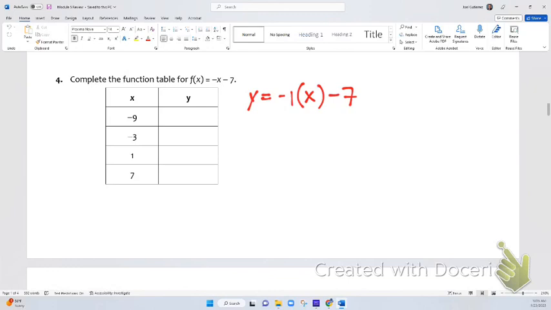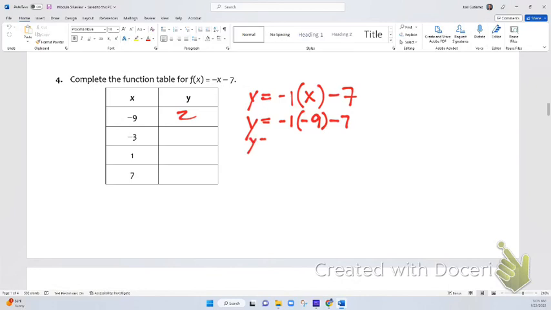So very simple. Here's all we're doing. We are simply putting in the value for x. To start, we plug in a negative 9. So you do negative 1 times negative 9 minus 7. Negative 1 times negative 9 is a positive 9. 9 take away 7 gives you 2.